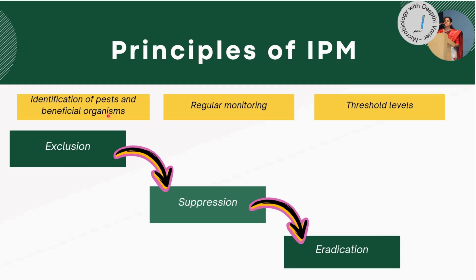Because some organisms may not affect your plant at all, may not affect your crop. So you need to ensure that you identify. You have to use a lot of appropriate strategies to identify first whether the organism that you have in your field is a pest or not. We should never go for a pest control program until we are sure whether that organism is a pest or not, whether you really need to control it or not.